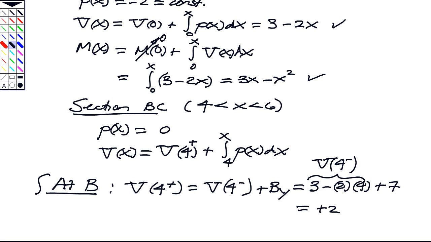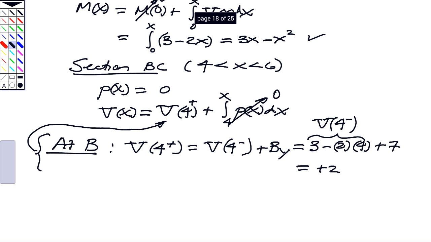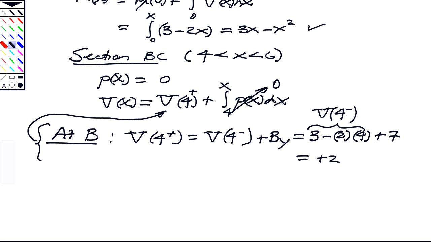So I do this in order to get this value here. We know that between 4 and 6, there's no distributed load P. So what we end up with is that V of x over on the right-hand segment of the beam is a 2, which is a constant.